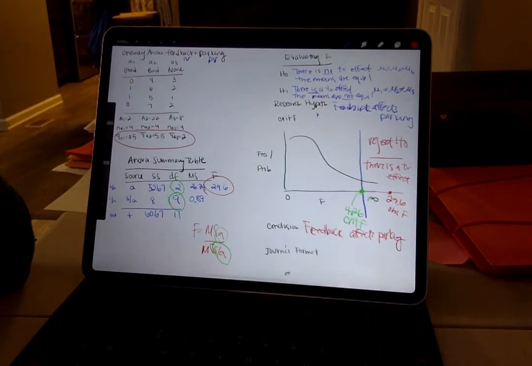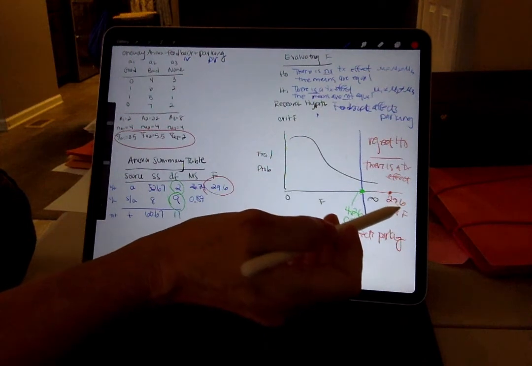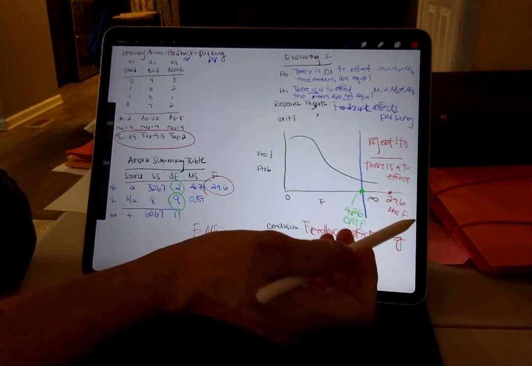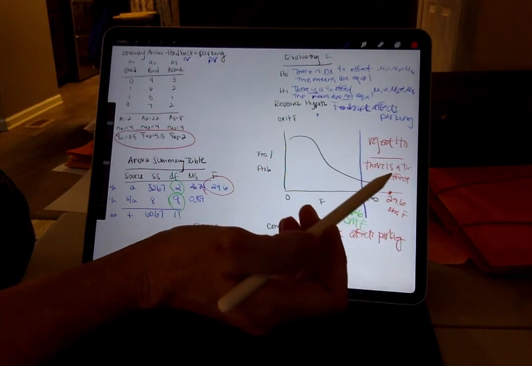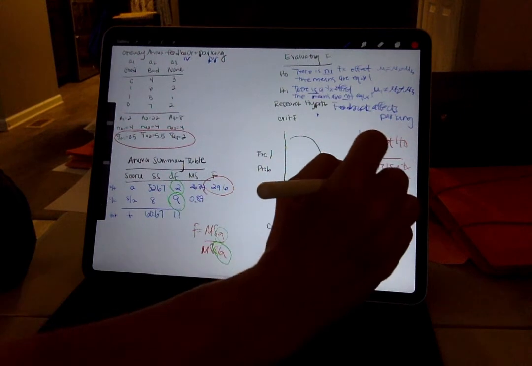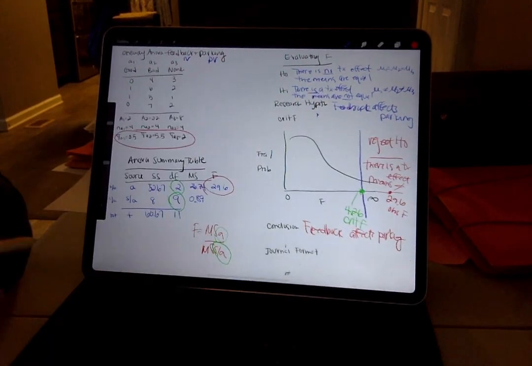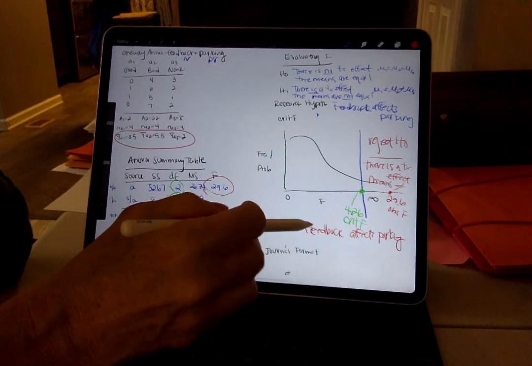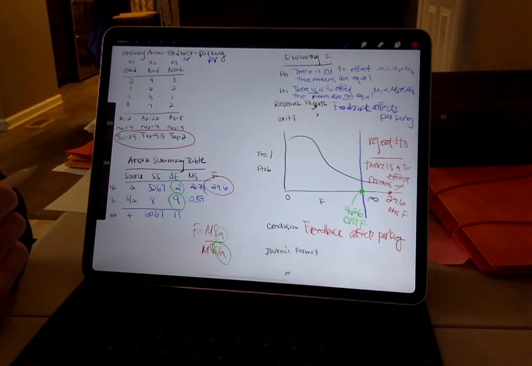Okay, I'm going to go through that whole thing one more time just to make sure that I did not misspeak. So our critical F is 4.26, our observed F is 29.6, which is to the right. When our observed F falls to the right, we reject the null hypothesis, which means there is a treatment effect, which means that the means are not equal, which means in our problem, feedback does affect parking.